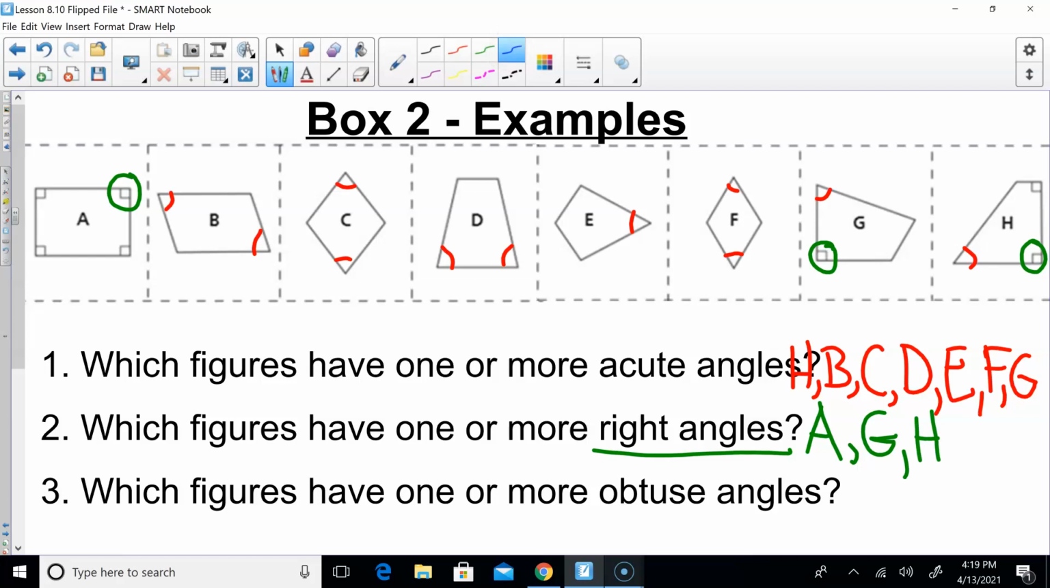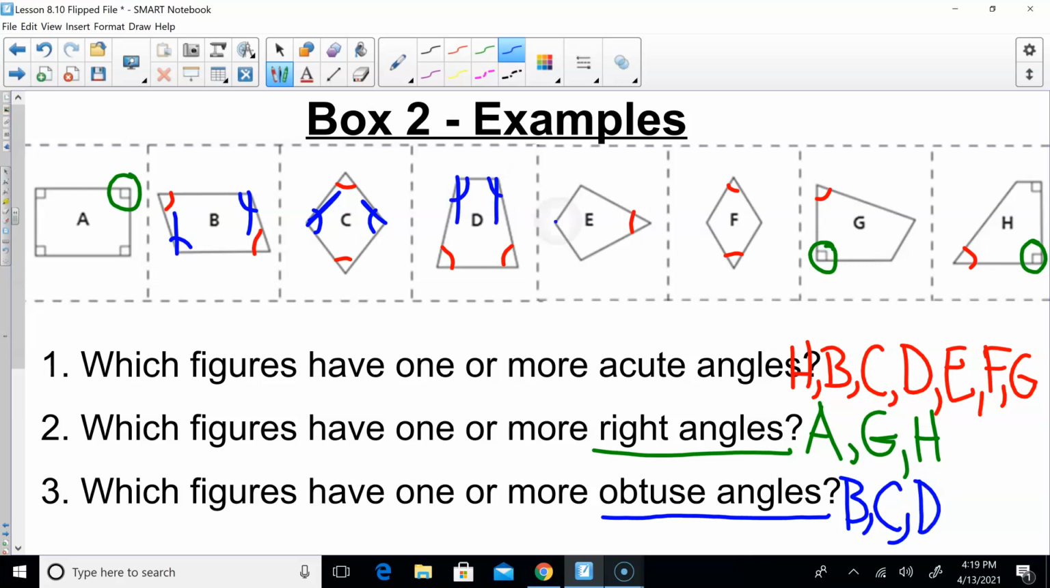And last but not least, which has one or more obtuse angles? We know that A doesn't, because A only has right angles. But my guess is this line looks more than 90, probably the same as this one right here. So let's just say B has those. Let's see, C. This one looks pretty close, but it looks like it would be right, so it's just a little bit more than a right angle. The same would hold true with this side as well, just a little bit more. So that would be C. D, if this was straight down, it's just a little bit more, so that would be D as well.